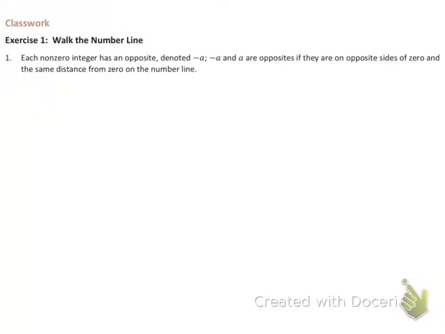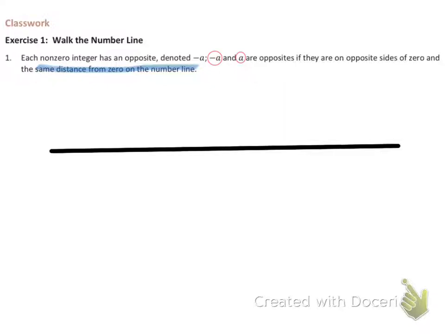So here we go. Each non-zero integer has an opposite denoted negative a. Negative a and a are opposites if they're on opposite sides of 0 and the same distance from 0 on the number line. So I'm going to look at negative a and a. We want to show that they're opposites on a number line, and we want to show that by being clear that they're the same distance away from 0, just in opposite directions.